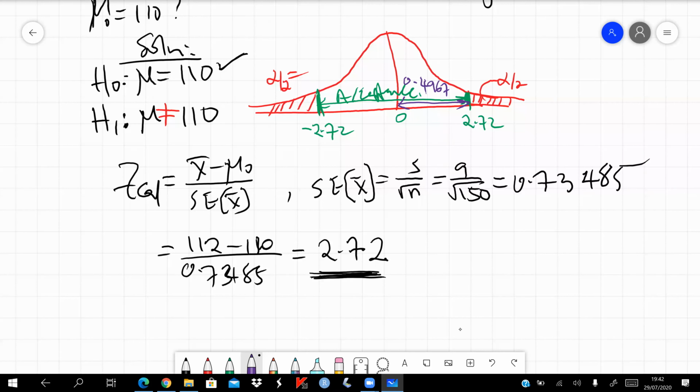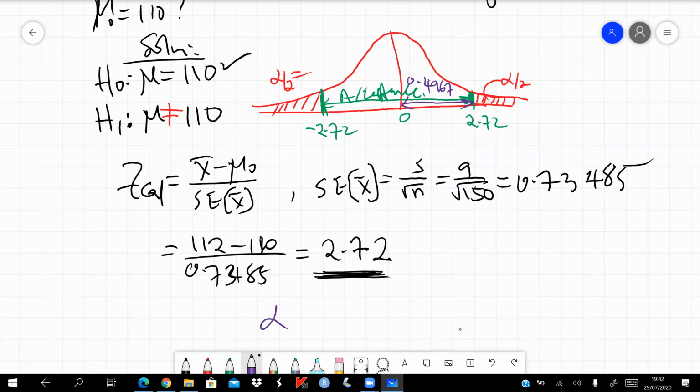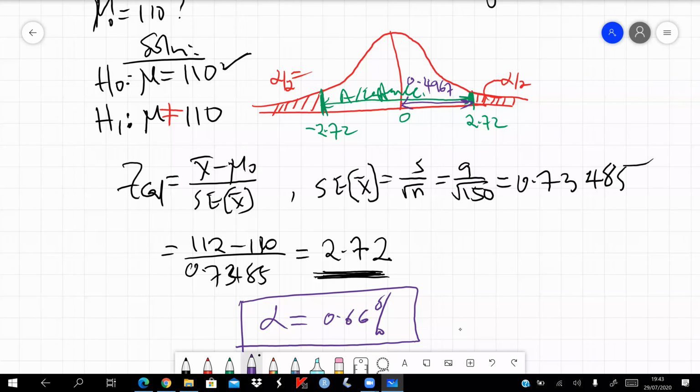So from there, are you able to find alpha? Please work out alpha and confirm that alpha is 0.66%.